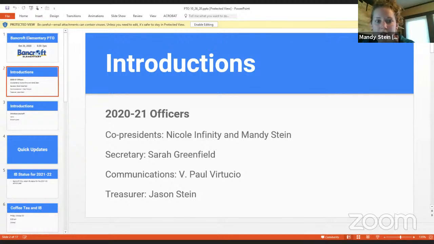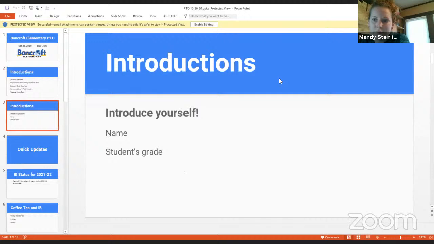So we have new officers since the last meeting. The co-presidents are me, Mandy Stein, and Nicole Infinity. Our secretary is currently Sarah Greenfield, but she is looking for a replacement. So anyone interested in taking on the role of secretary, please let us know. Paul is communications, and Jason Stein is the treasurer. So, anyone want to introduce themselves?